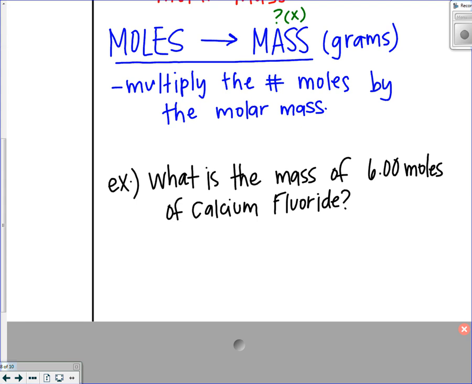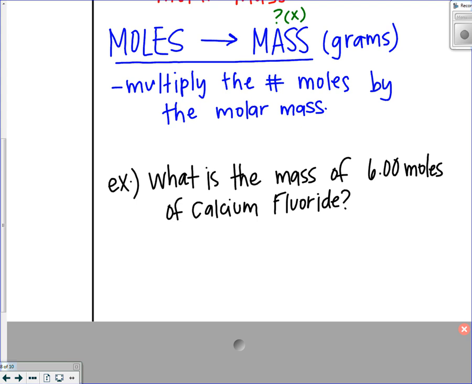What is the mass of 6 moles of calcium fluoride? As you can see in this problem, like I was talking about earlier, it says what is the mass. That's what we're solving for, is mass. And we know that we have 6 moles of calcium fluoride.